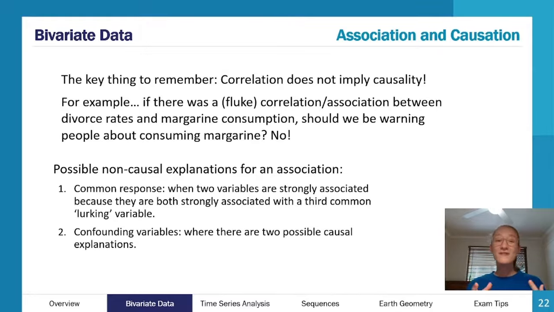Another one, confounding variables, where there are actually two possible causal explanations. An interesting example of this is crime and unemployment. When we look at that sociologically, does crime drive people to unemployment, or does unemployment drive people to crime? Interesting. Which way does it go?